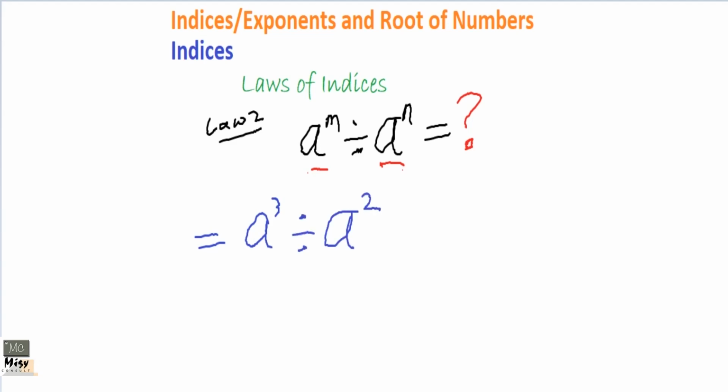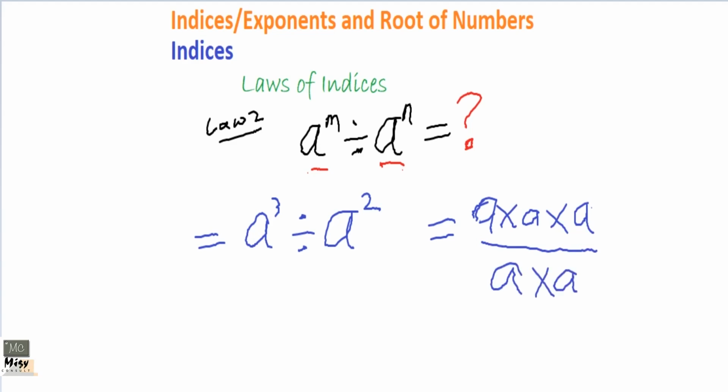So the first one here, a times a times a, divided by a times a. So we cancel a, cancel a, and what is left is a, which is a raised to the power 1.